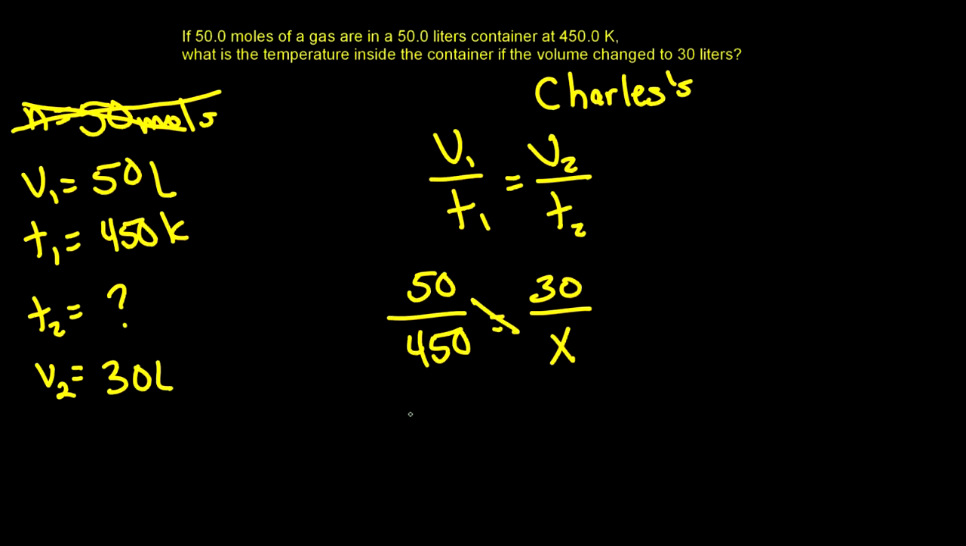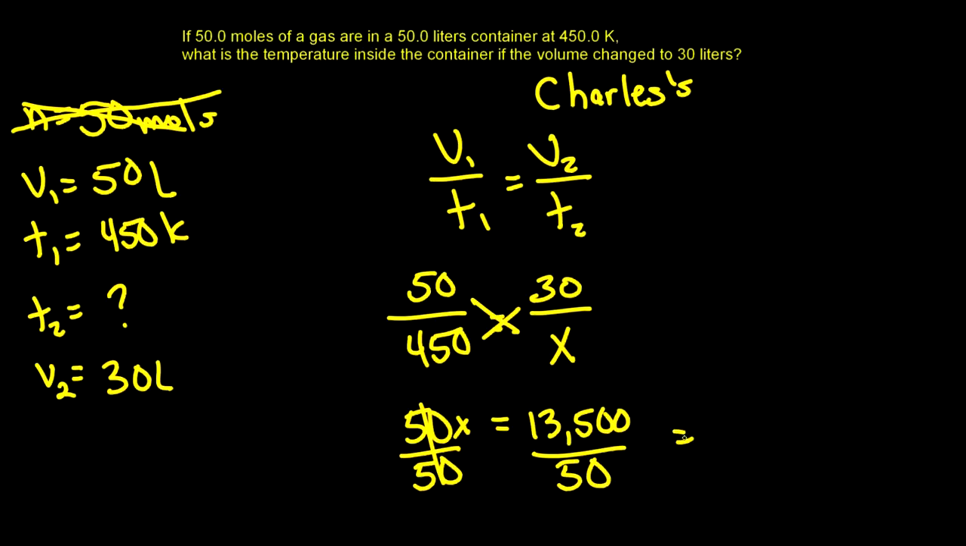So 50 times X is 50X. 450 times 30 is 13,500. We divide by the value with X. 50 cancels. 13,500 divided by 50, we get 270. But 270 what? Well, we're looking for temperature, and our original temperature was in kelvins, so this one will also be in kelvins. There's our answer.